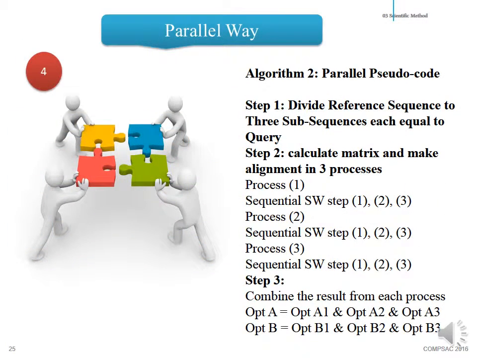This slide shows our algorithm pseudocode. Step 1, we divide the reference sequence. Step 2, calculate the submatrices in the parallel process. Step 3, combine the results from each process to get the final alignment.